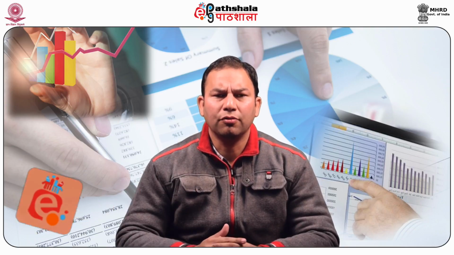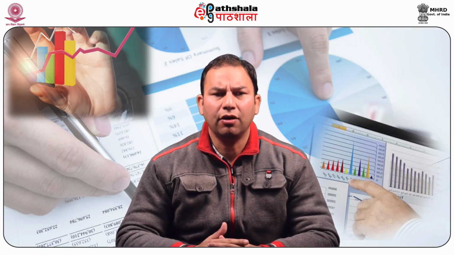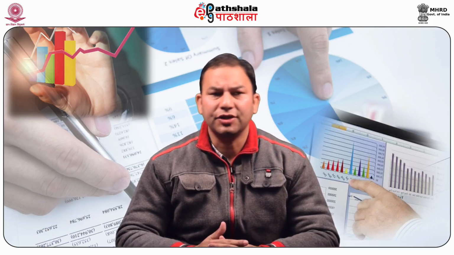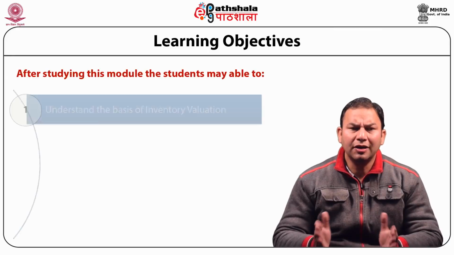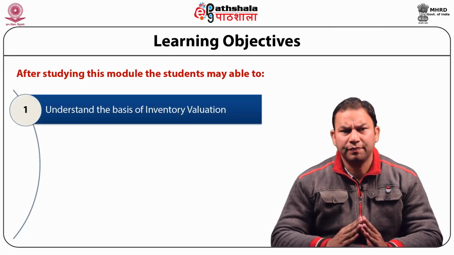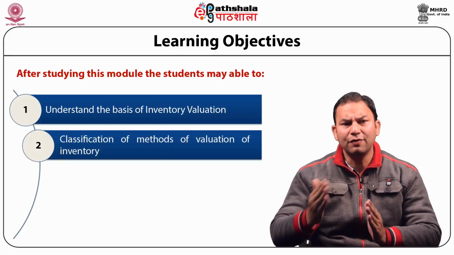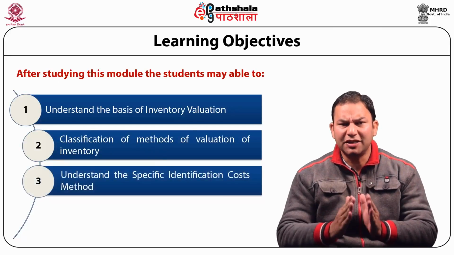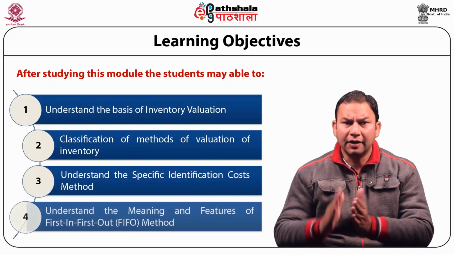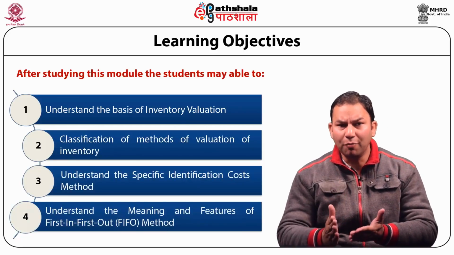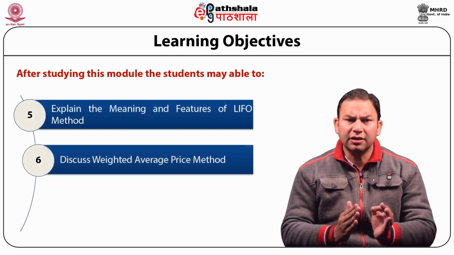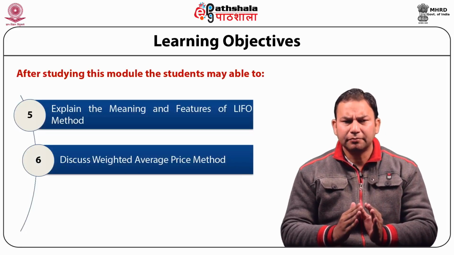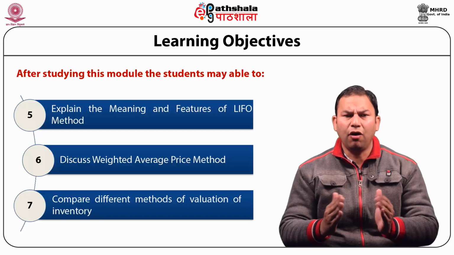Today we are going to talk on the module LIFO and FIFO methods of valuation of inventory from the paper Accounting and Financial Analysis. After studying this module, the students may be able to understand the basis of inventory valuation, classification of methods of inventory valuation, understand the specific identification cost method, understand the meaning and features of FIFO method, explain the meaning and features of LIFO method, discuss weighted average price method, and compare different methods of valuation of inventory.